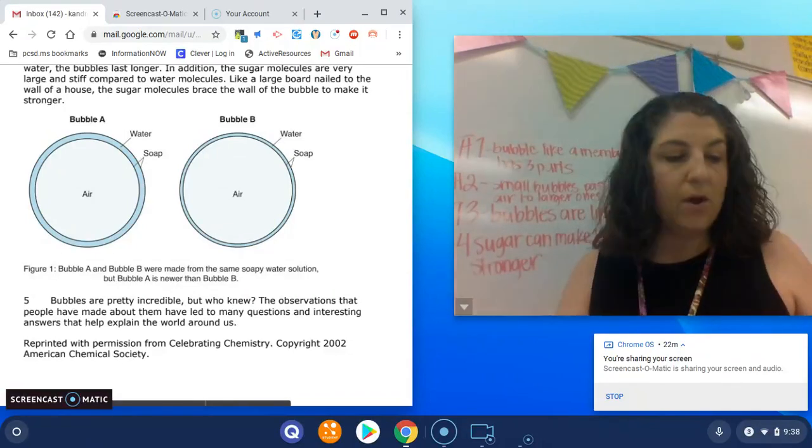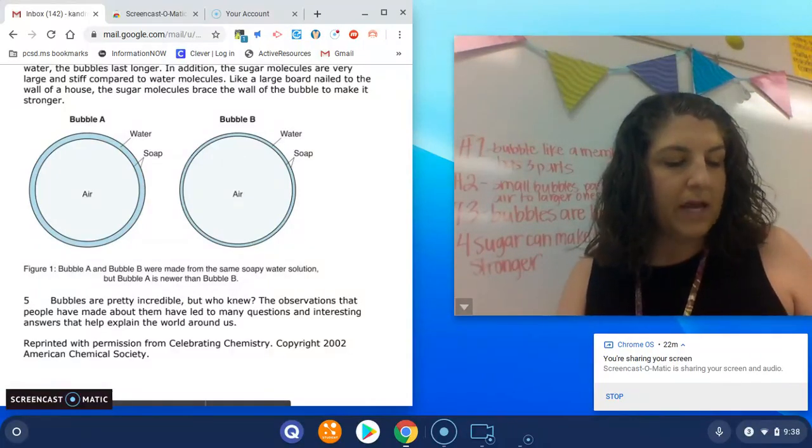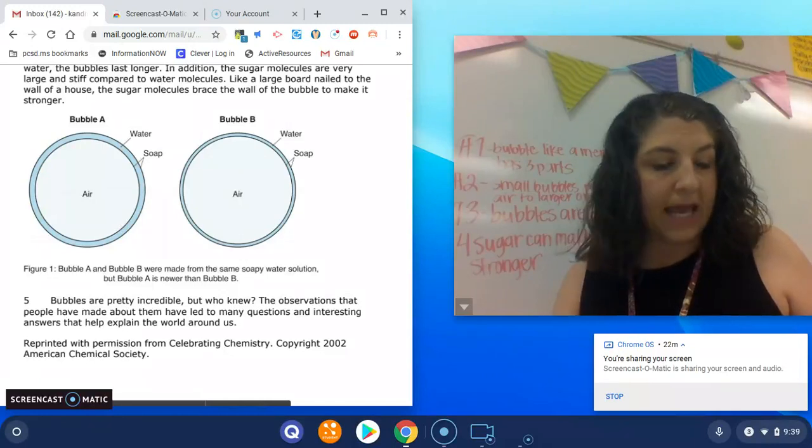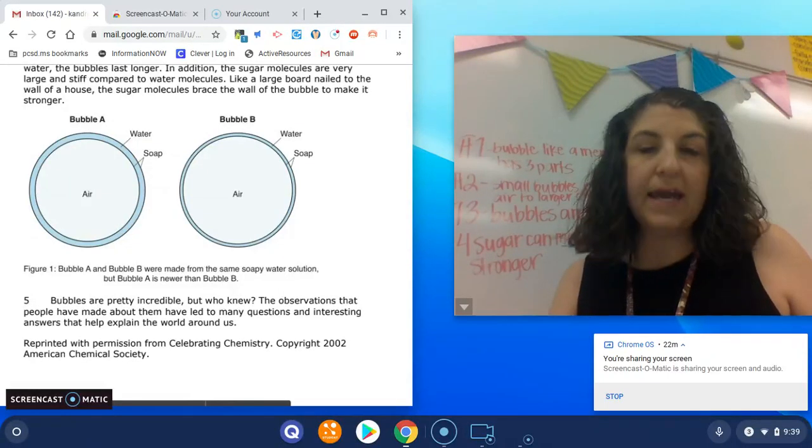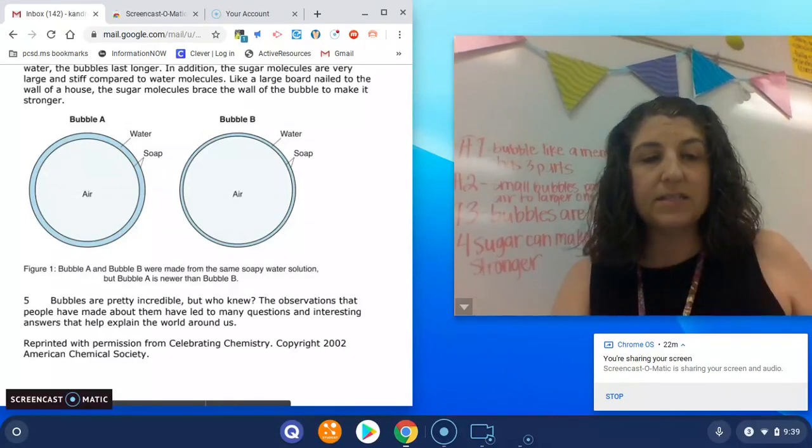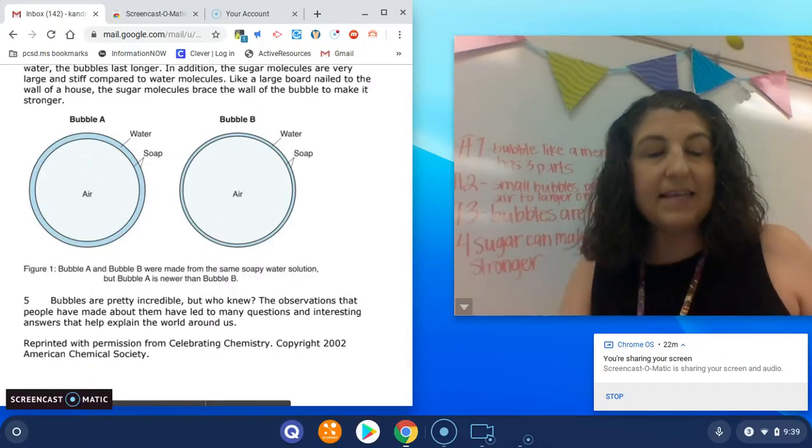Okay, so let's go back to number 2. We had already eliminated answer choice A and B. Let's look at C and D. A large bubble made with soap or detergent and sugar, or a large bubble with walls that bend in the wind and change colors. Okay, that becomes obvious that our answer for number 2 is C.